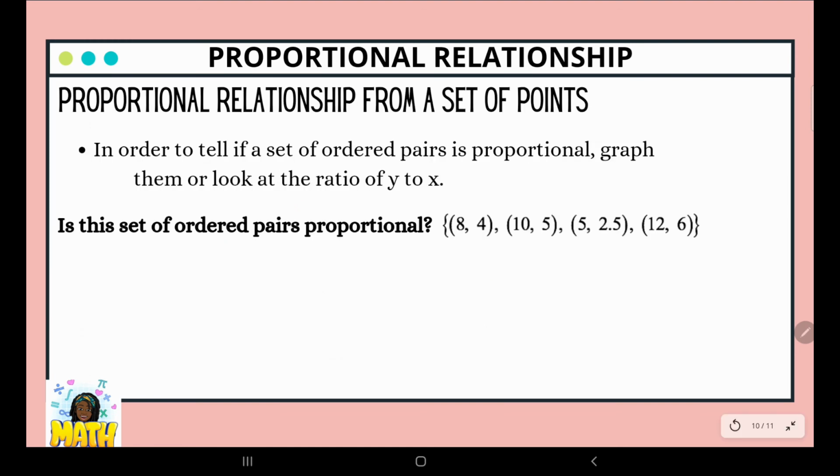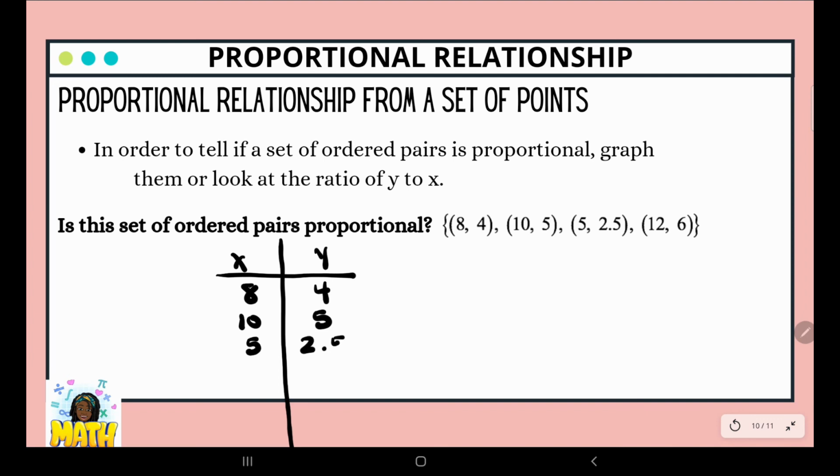What about if we're given a set of points? How can we figure out if this set of ordered pairs are proportional? Well, we can create a table or we can graph them. We do not have a coordinate plane right now, so the easiest thing to do is to go ahead and create a table. So we're going to label x and y, and we're going to start off with the points. So we can do 8, 4, so 8 here and 4, 10 and 5, 5 and 2.5. Let me rewrite that 5. So 5 and 2.5, 12 and 6.